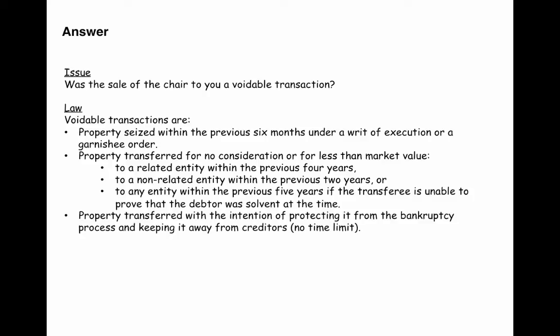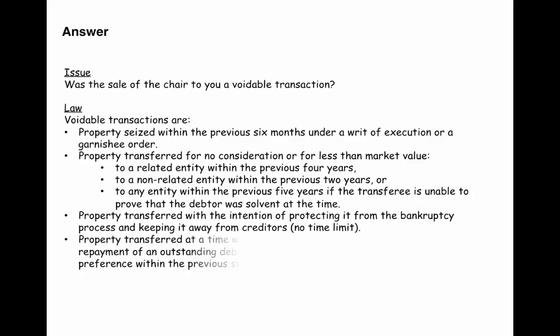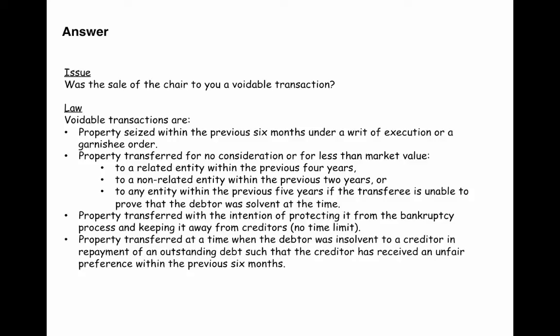Property transferred with the intention of protecting it from the bankruptcy process and keeping it away from creditors, no time limit, and property transferred at a time when the debtor was insolvent to a creditor in repayment of an outstanding debt, such that the creditor has received an unfair preference within the previous 6 months. So in this answer we've listed the 4 types of voidable transaction. Then under application, we've considered each of those 4 types in turn.